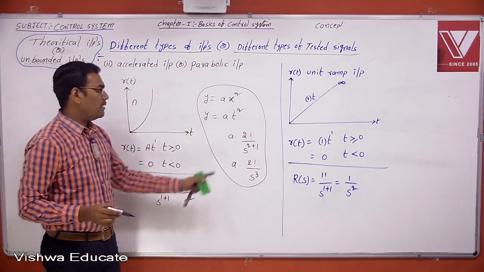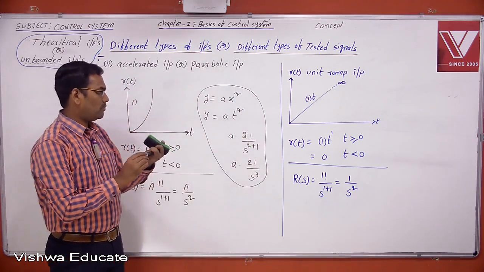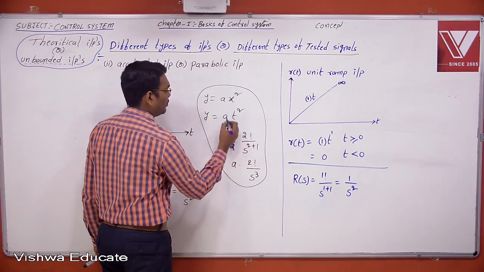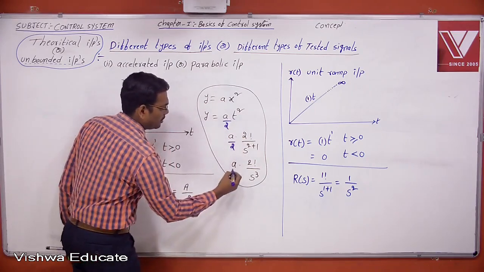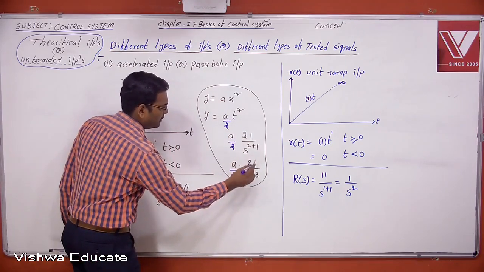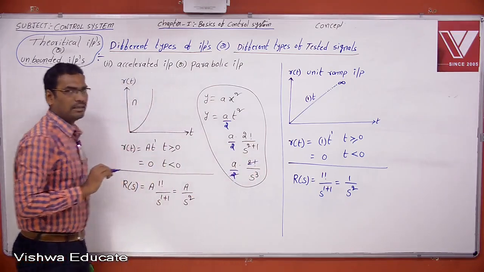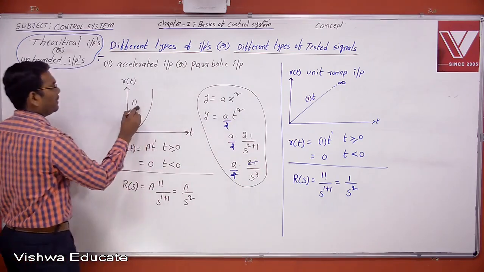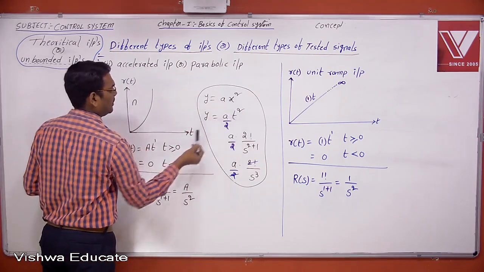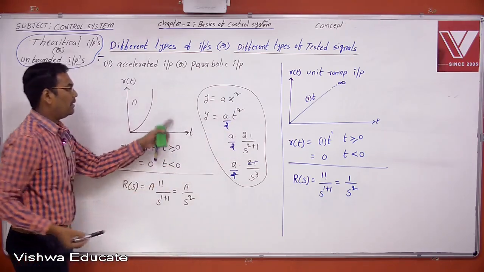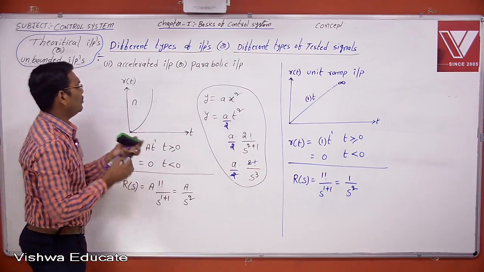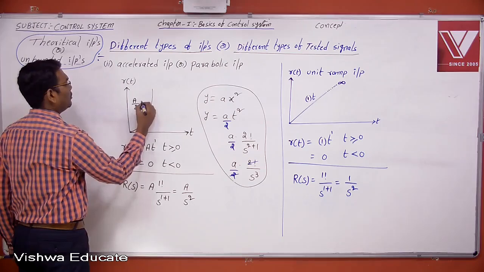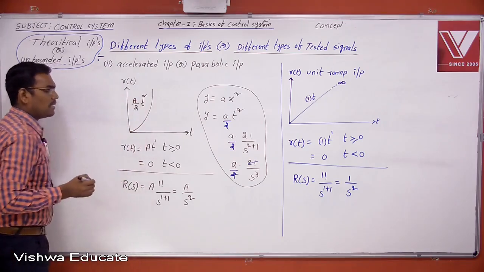Therefore, for cancellation of this particular 2, I am taking a by 2 here. That's why it is a by 2, and this 2 and this 2 are cancelled. So instead of a t square, since this is with respect to time, I am taking a by 2 into t square. Therefore, this is a by 2 into t square.